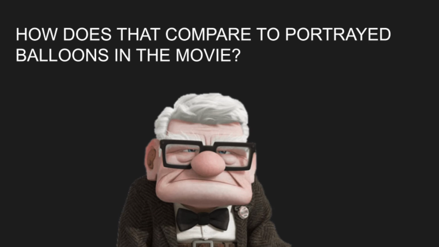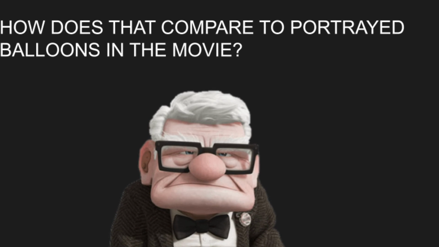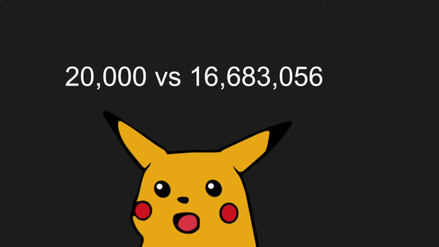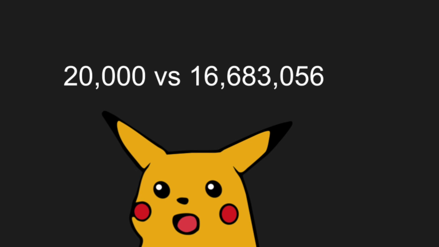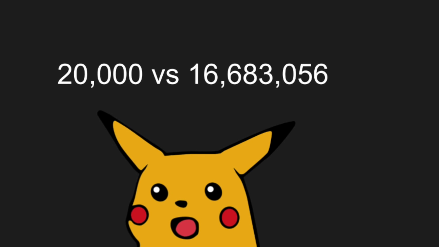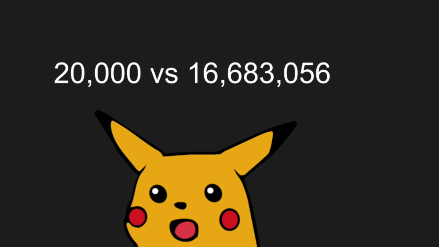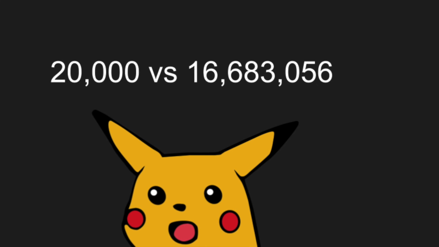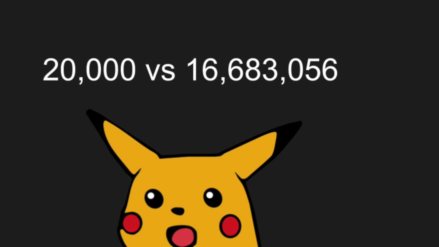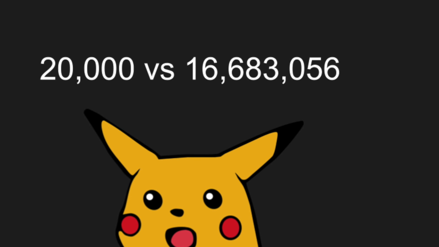Now, you may ask yourself, how does this compare to the balloons portrayed in the movie? Well, according to Pixar, 20,000 balloons were animated in the lift scene. 20,000 is significantly less than 16 million balloons. To put this into perspective of what this might look like, here is a real video of 1.5 million balloons launched in Cleveland.